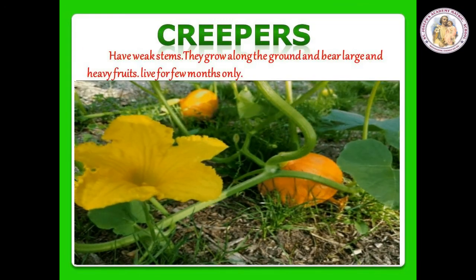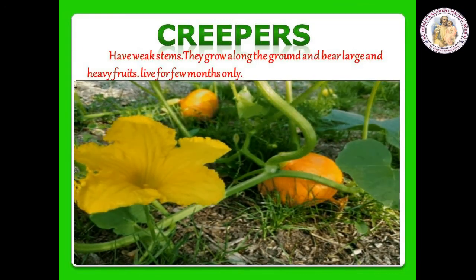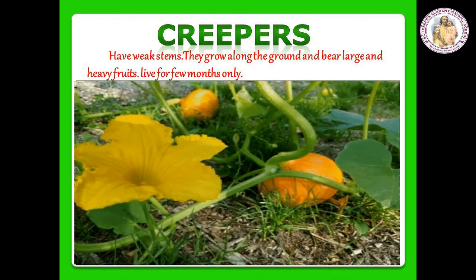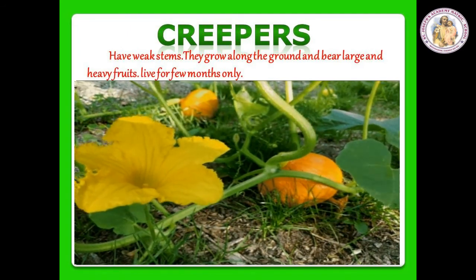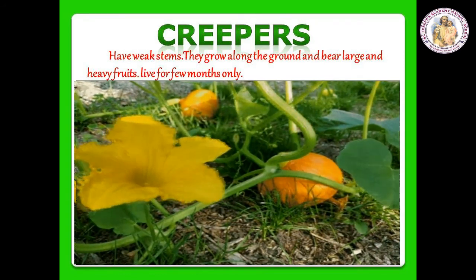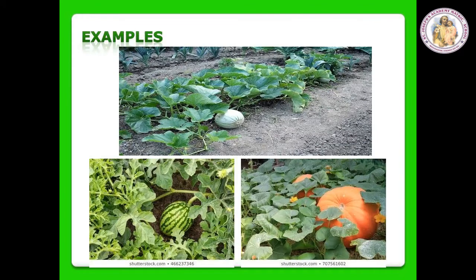Creepers. Creepers are plants that have weak stems. They grow along the ground and bear large and heavy fruits. Many of them live for a few months only. Examples for creepers are pumpkin, watermelon, muskmelon, etc.